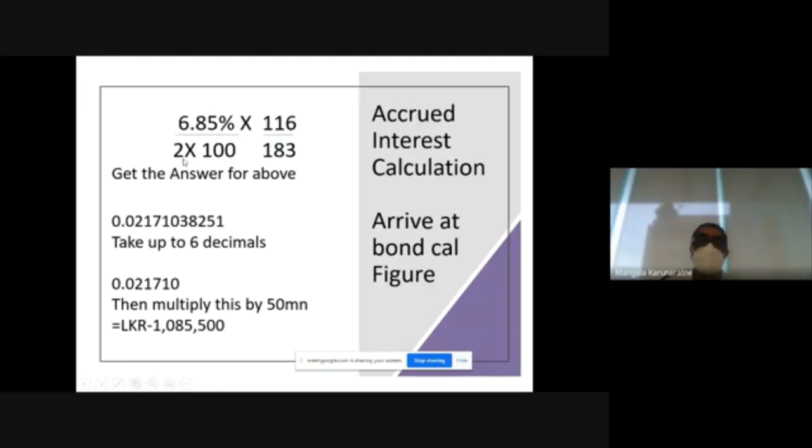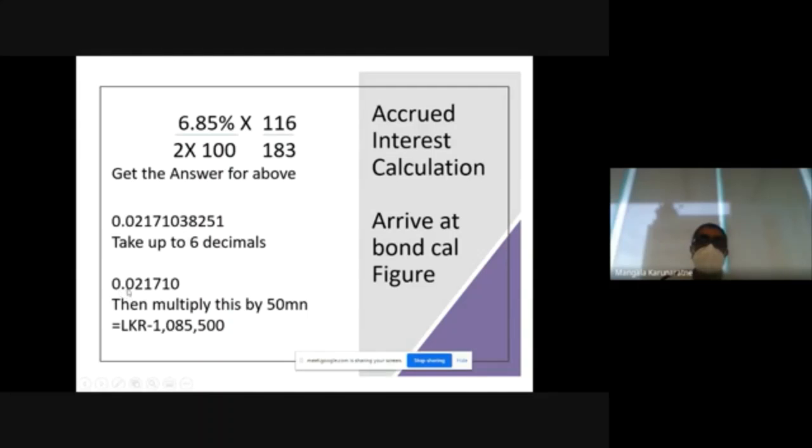So first we do this part, right? If you want to do a manual calculation of accrued interest, you do this part first, and you get the answer for this. The answer is 0.02171038251. You leave out the other decimals and take the figure up to 6 decimals.